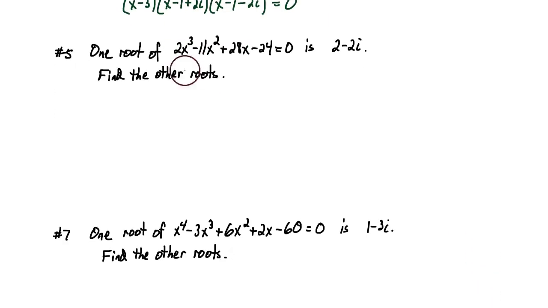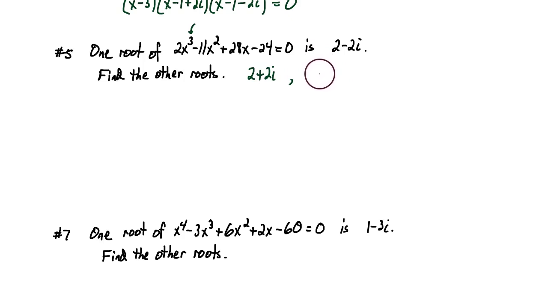Next, number 5. One root of this equation is 2 minus 2i. Find the other roots. Well, this goes to the third power, so there are going to be 3 roots. Here's one of them. This is an imaginary root, so its conjugate is also a root. So 2 plus 2i will be one of the roots. Now there is going to be a third one, and it's going to be a real root.